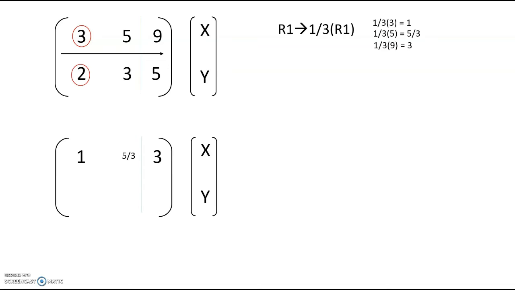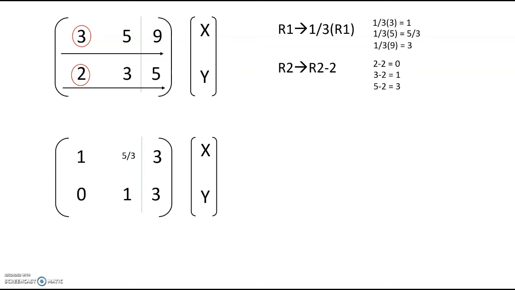So I'm going to do row 2 minus row 1 times 2 to make it 0. So 2 minus 2 is equal to 0, right down there. And then always remember, do the same for the whole row. So 3 minus 2 is equal to 1, right down there. And then 5 minus 2 is equal to 3, right there.